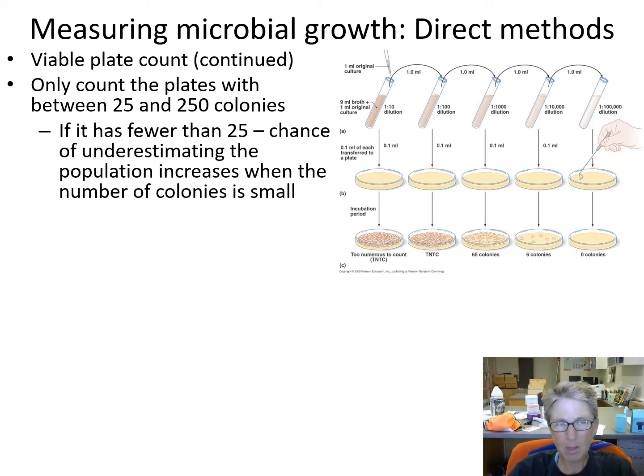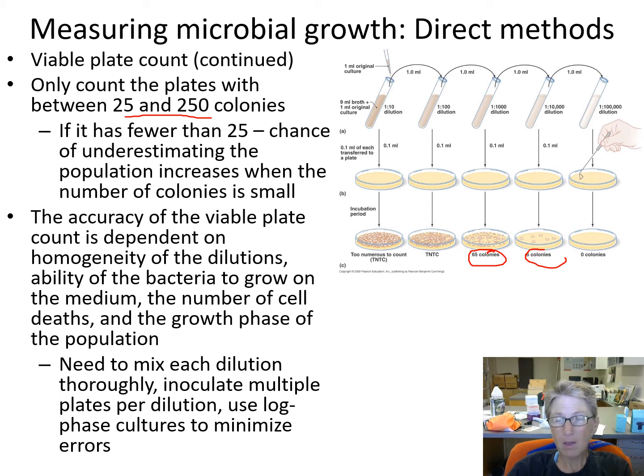In this viable plate count, you only count the plates with between 25 and 250 colonies. So that's perfect. This guy's 65 colonies. If it has fewer than 25, like this one, 6 colonies, then there's a chance that you're going to underestimate the population.